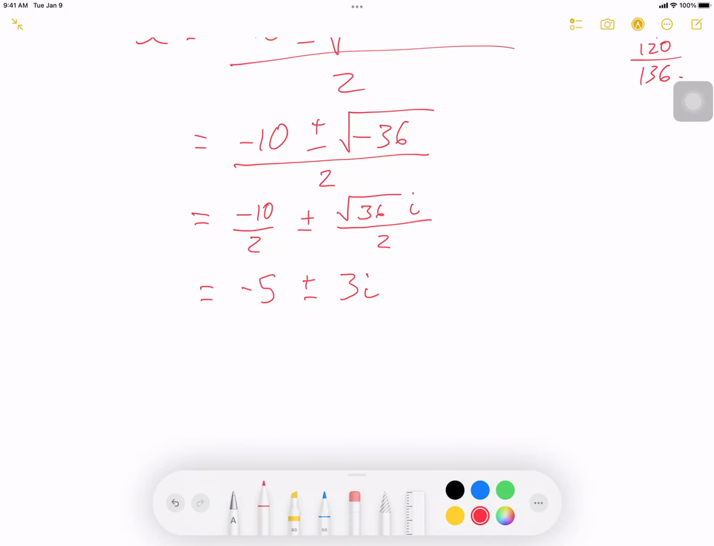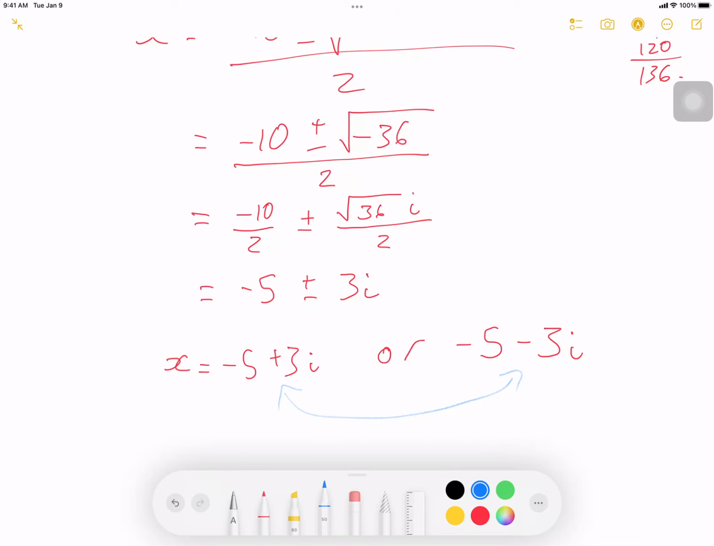One of them is minus 5 plus 3i, and the other one is minus 5 minus 3i. And what do we notice straight away? Oh look, he told us this was a video about conjugates, didn't he? So these two numbers are conjugates of each other.